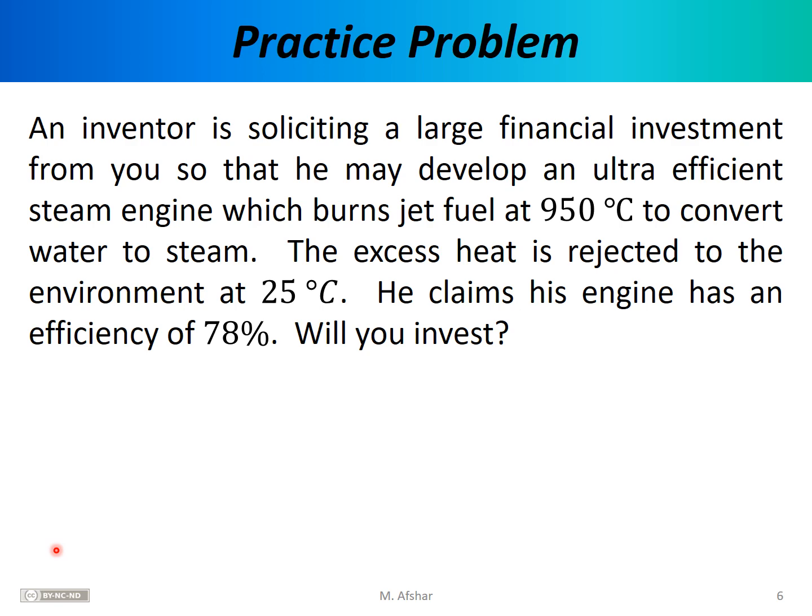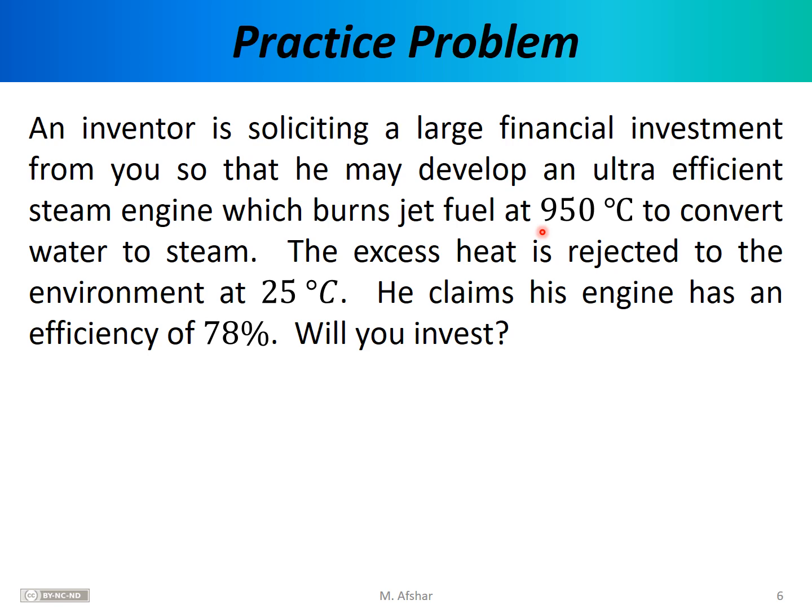Now, without knowing the details of this heat engine, without knowing exactly what kind of thermodynamic cycle this inventor plans to use, we cannot really calculate the efficiency of his heat engine. However, we know that whatever the efficiency is, it must be lower than the efficiency of a similar Carnot engine. So let's calculate the efficiency of a similar Carnot engine. We know that a Carnot engine must operate between a hot reservoir and a cold reservoir. In this case, we're burning jet fuel at 950 Celsius. So that's the temperature of the hot reservoir.